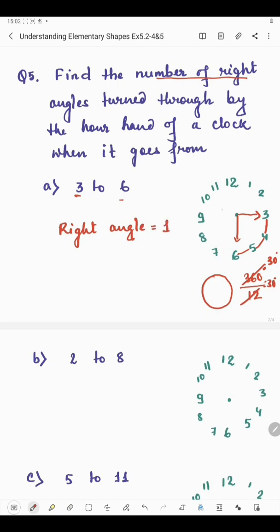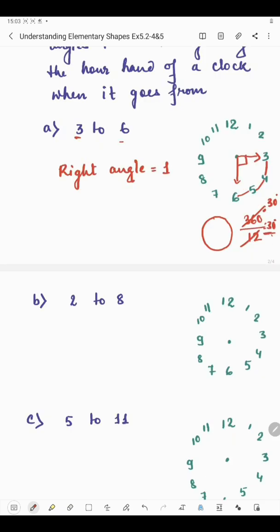So we'll just count the number of parts here to get the number of right angles. Here we have seen that one part is 30 degrees. So if there are 3 parts, then it makes 90 degrees. Since 3 to 6 is 3 parts, that means it makes 90 degrees.